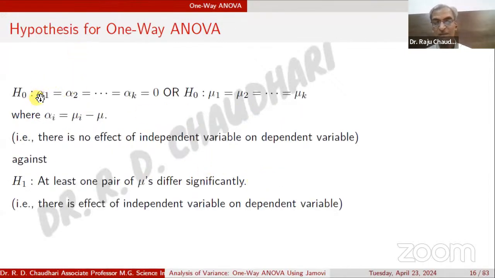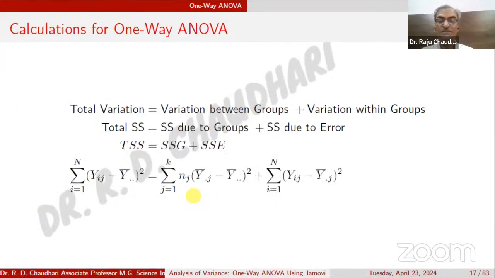And the hypothesis, right? You can write the hypothesis in terms of the alphas, that is the effects, or you can write it in terms of the mean effect, right? So for example, in our case, it is mu1 equal to mu2 equal to mu3. So the average 50% dissolution time for all the three batches is the same, against the alternative that at least one pair of mu differs significantly, right? So this is the hypothesis which we want to test, right?